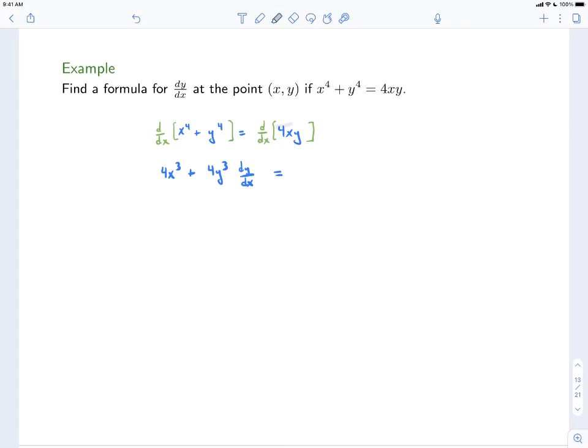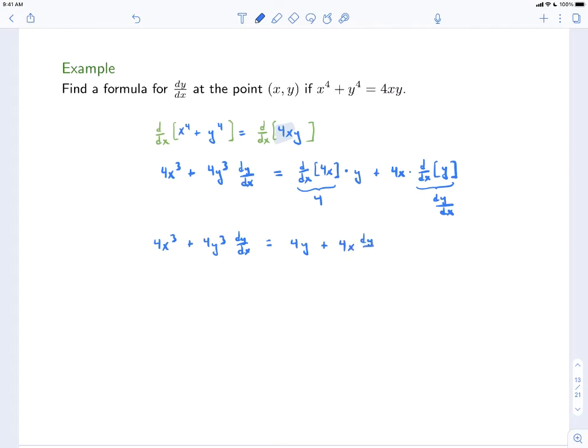Now let's treat 4x like one function. So it'll be the derivative with respect to x of the first function, 4x, times y, plus 4x times the derivative with respect to x of y. Now the derivative of 4x with respect to x is 4, and the derivative of y with respect to x, well, we don't know, so we just write dy/dx. So what do we have here? We have 4x cubed plus 4y cubed dy/dx is equal to 4y plus 4x dy/dx.